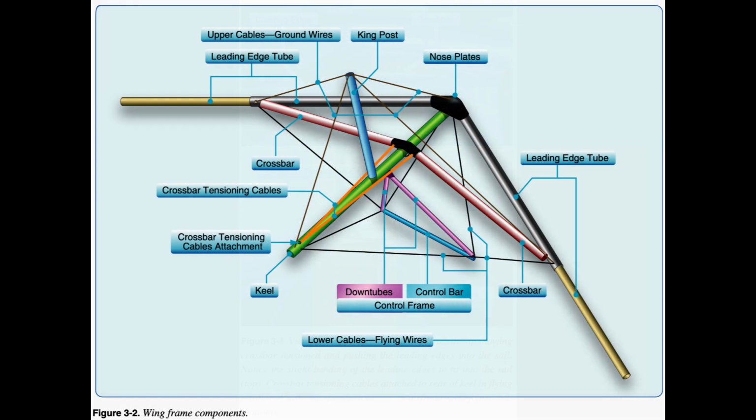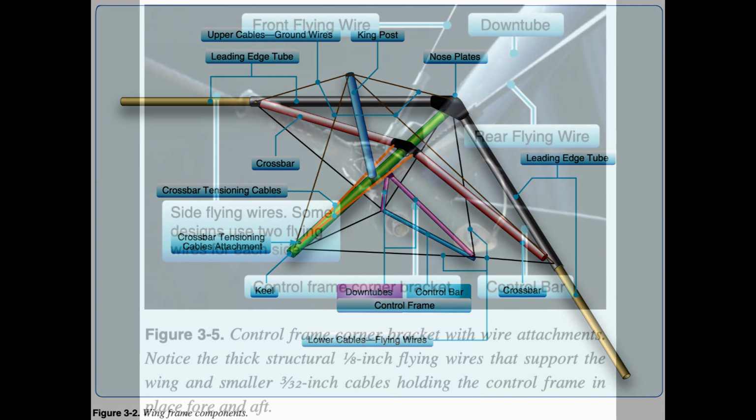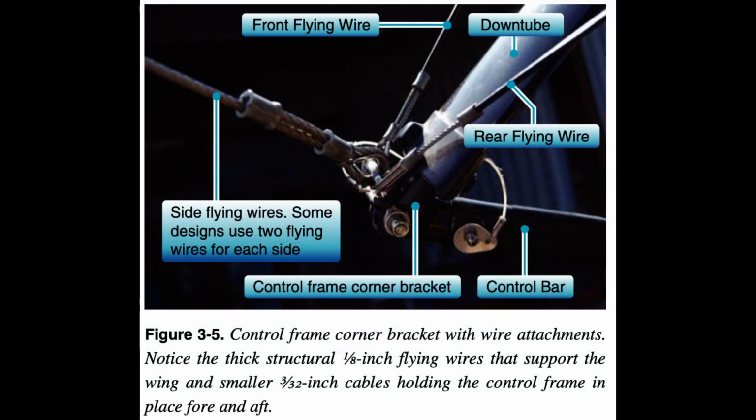Control frame. The triangle-shaped control frame serves two main purposes. It provides the lower structure for the wing and is the control bar for the pilot. The control frame is bolted to the keel with two down tubes extending from the keel attachment to the horizontal base tube, which is the pilot's control bar. Figures 3-2, 3-5 and 3-6.